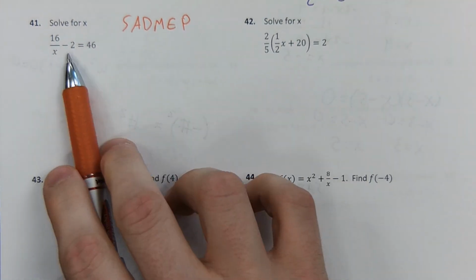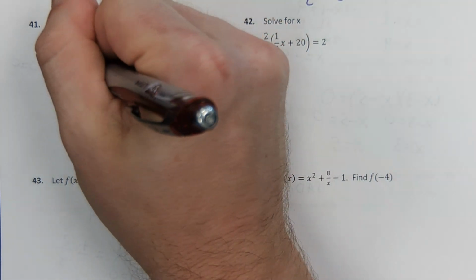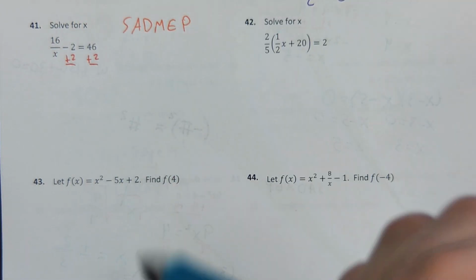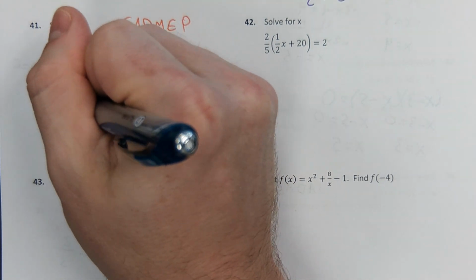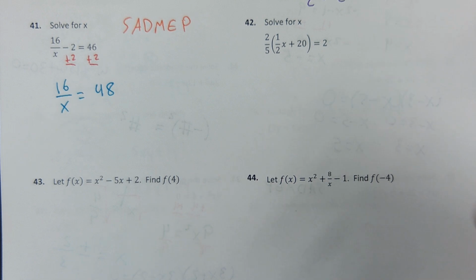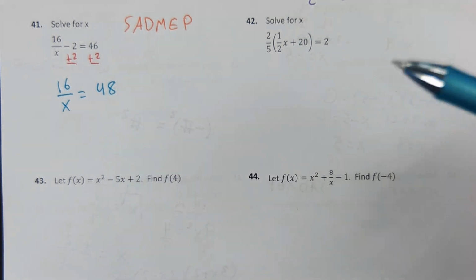So the first thing I'm going to do is get rid of the addition subtraction. Goodbye, minus 2. Let me just add this 2 to both sides. I now have 16 divided by x equals 48. Don't fall into the trap. You cannot divide both sides by 16 here. Why, Mr. M? Because x is on the bottom of the fraction. This literally says divided by x.